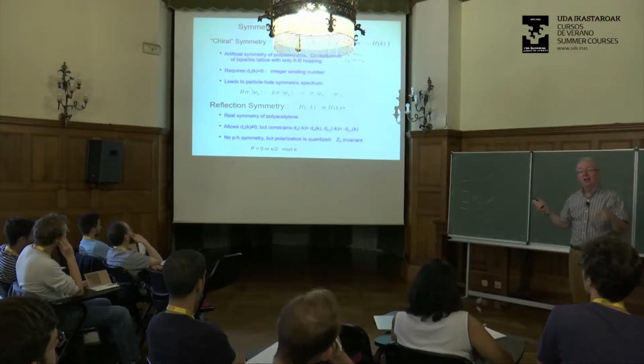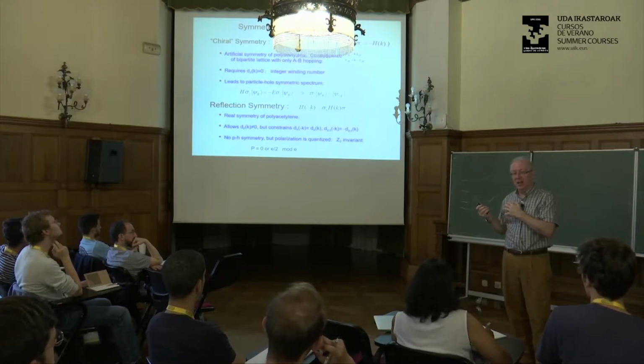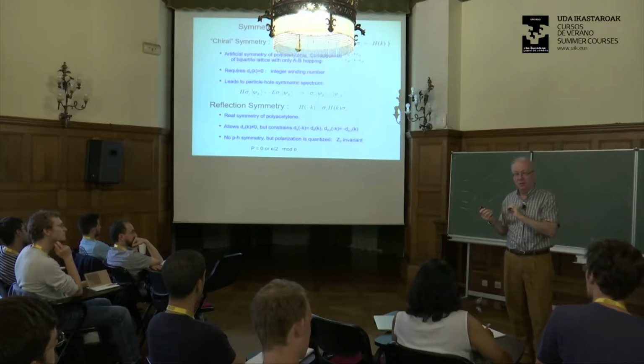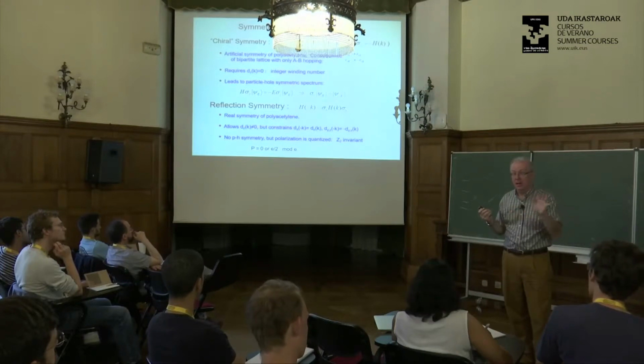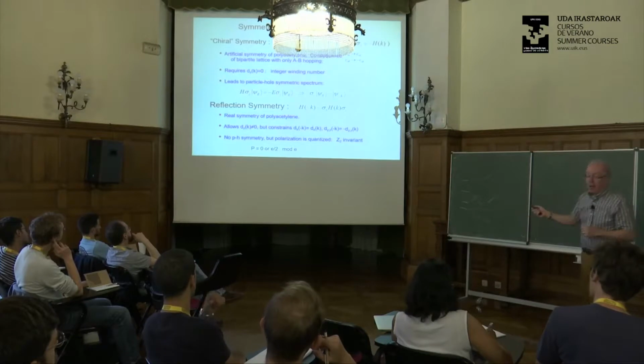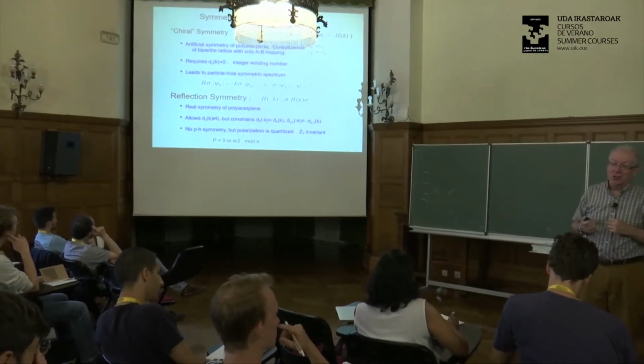And later on, we're going to be seeing some situations where this kind of chiral symmetry or particle hole symmetry is a real intrinsic property. So when we get to topological superconductivity, for example, the particle hole symmetry will be real. But polyacetylene does have another symmetry though, which is real.